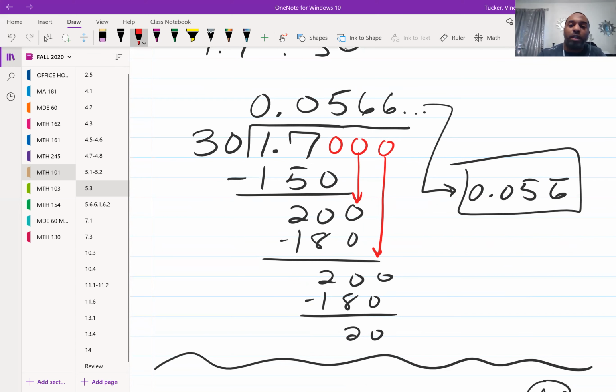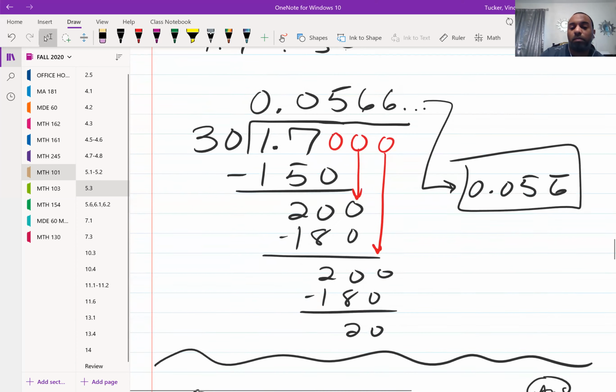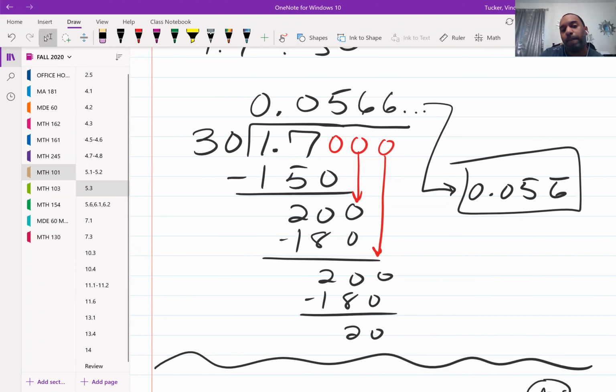The way you can represent that is either by these 3 dots, the ellipses, or by using the bar over the 6. And be careful: do not extend this bar over the 5, because then what you're saying is that 56 is being repeated. So make sure that you extend it just over the 6, and that will be your answer. Any questions?